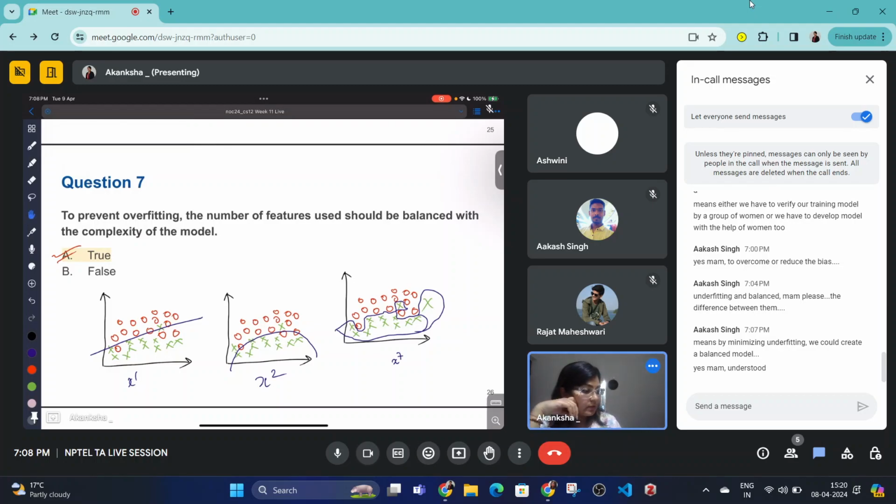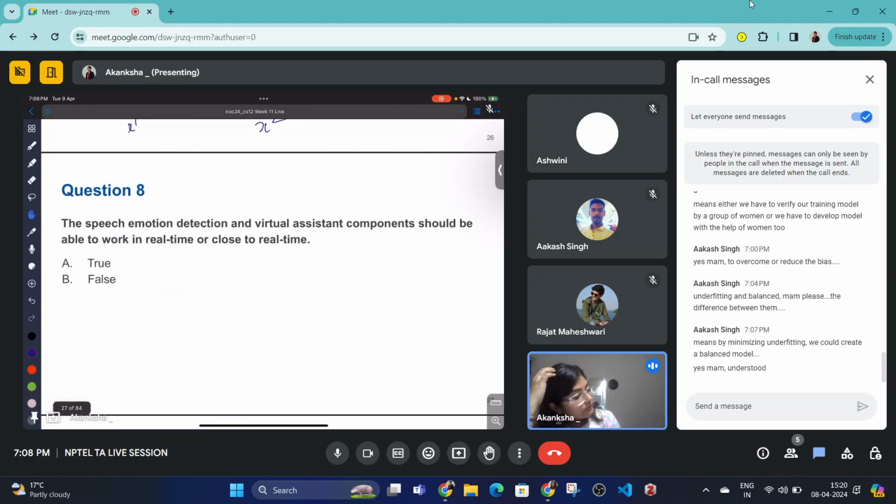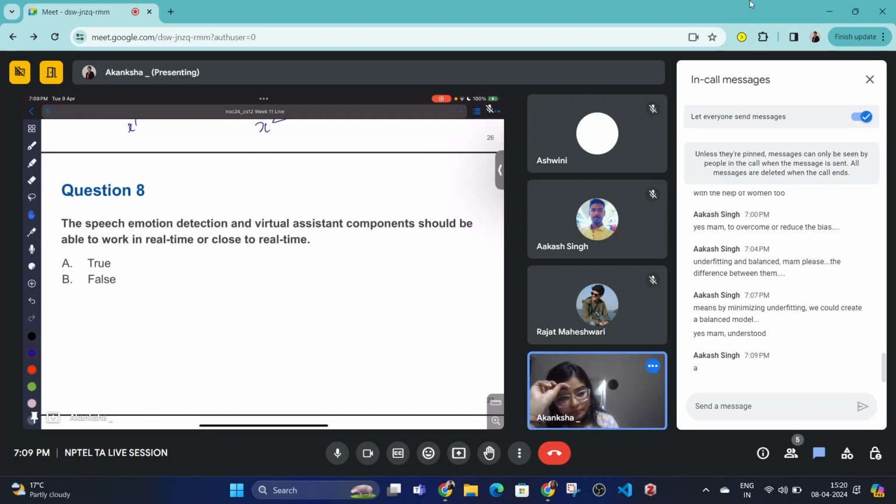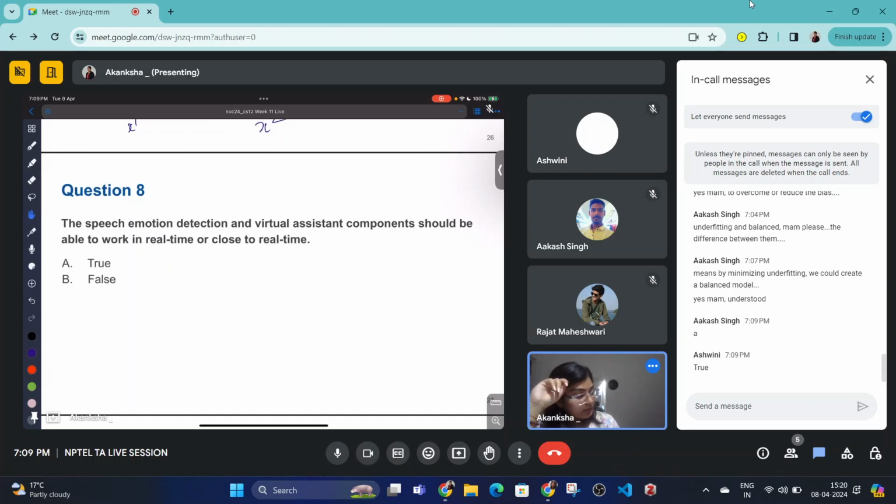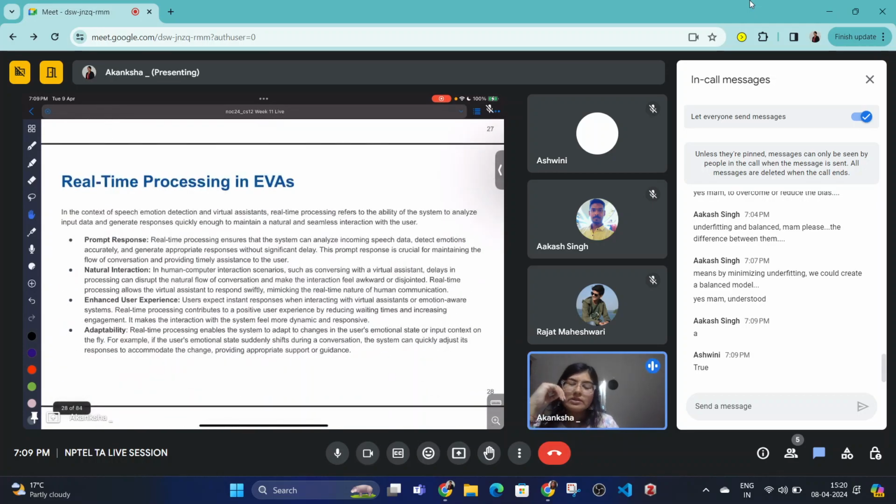Okay. So next question is, the speech emotion detection and virtual assistant components should be able to work in real time or close to real time. True or false? True. Okay, let's see. Real-time processing is of course desirable, as we discussed. If I'm talking to some virtual assistant like Siri or Google Assistant, then I am saying something and they should also respond very quickly, right? In real time. So prompt response is always desirable.